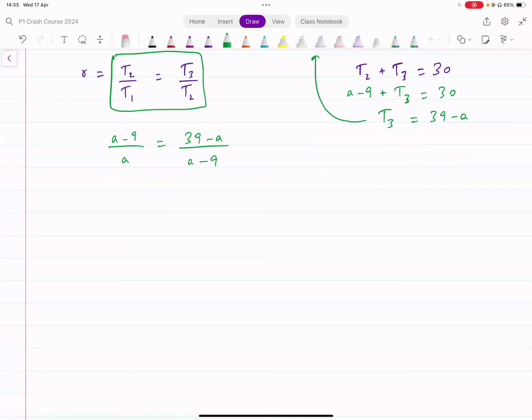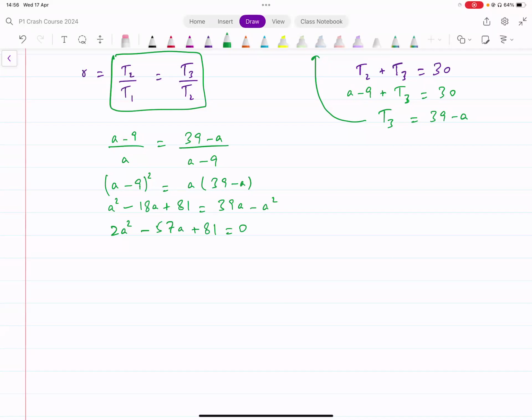Okay, let's cross multiply. That gives us (A minus 9) whole squared equals A into (39 minus A). We get A squared minus 18A plus 81 equals 39A minus A squared. Let's take everything to one side. That gives us 2A squared minus 57A plus 81 equals 0.